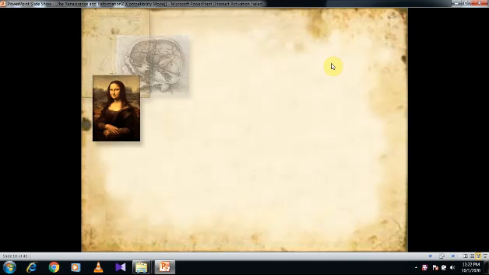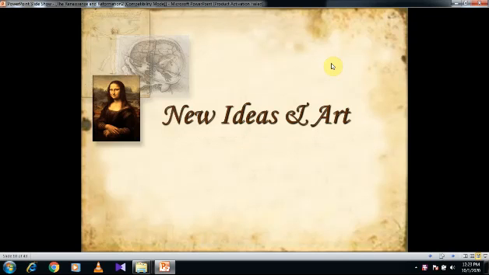This is the continuation of the Renaissance chapter. Previously, we talked about what the Renaissance is, what the word means, when the time frame was, and what the main thing was that happened during that time frame. Today, we will talk about the ideas and the art that emerged during the time of the Renaissance.